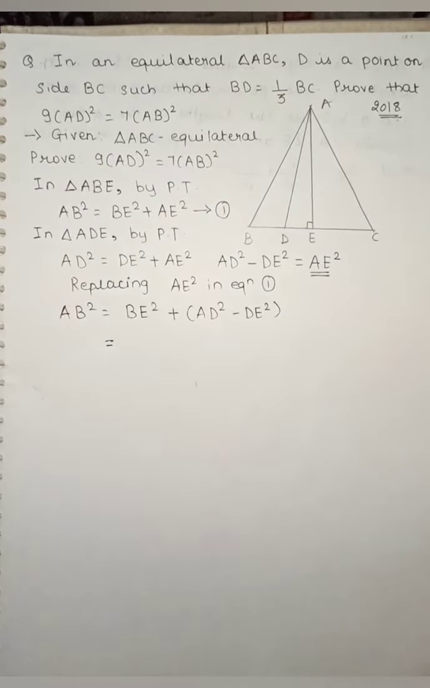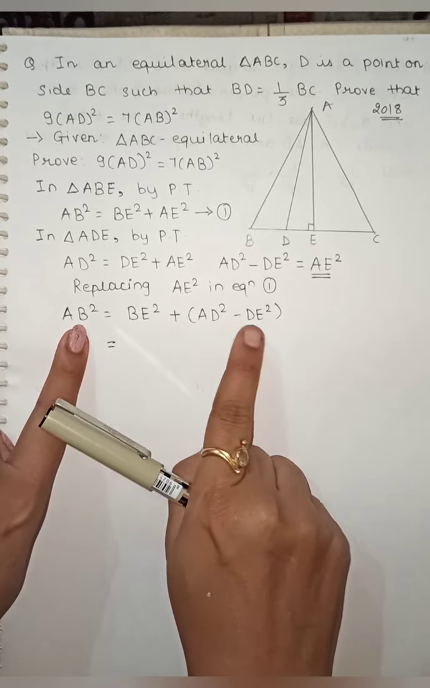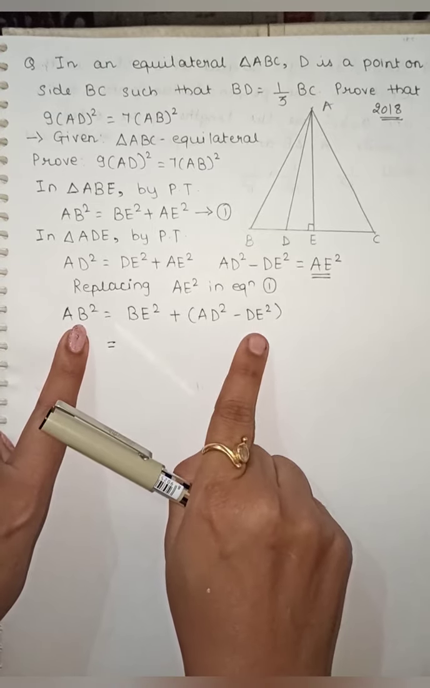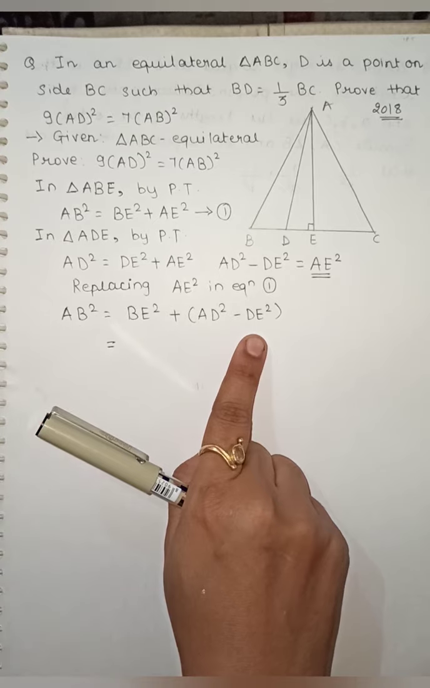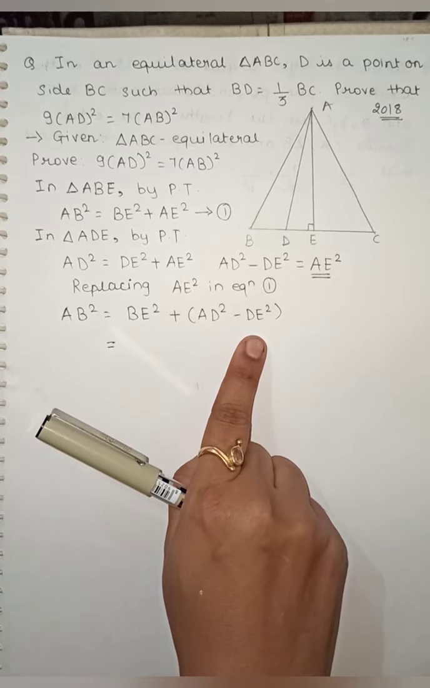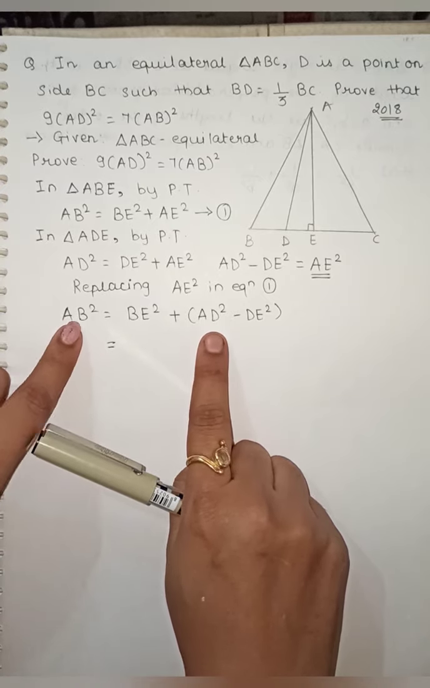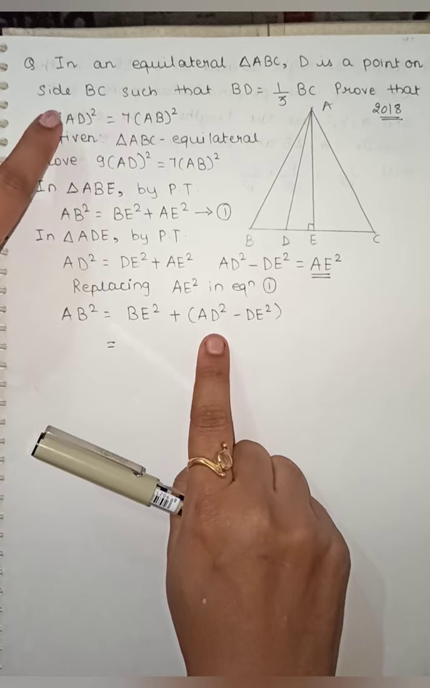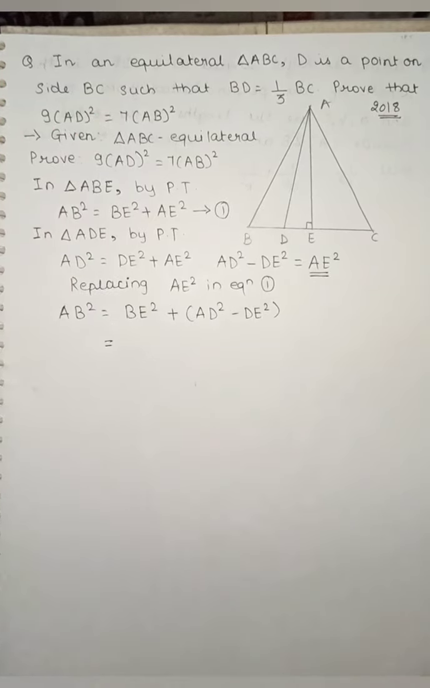Okay. Now further, how can we simplify? See, I want only these two terms, AB square and AD square. The other two terms which are present, I don't want. So definitely I have to simplify or eliminate them. For eliminating them, we have to make use of the information given in the question. Even for AB square and AD square, AB has to be multiplied with 7, whereas AD has to be multiplied with 9. That you will get only when you simplify.